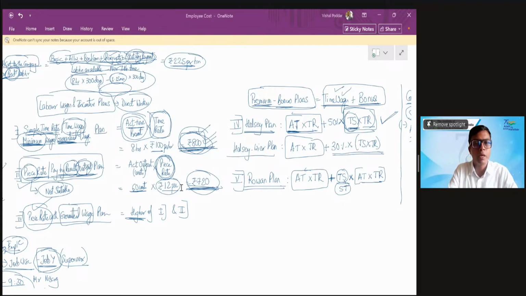Sir, for the exam point of view, in incentive systems, we have to go through Halsey, Halsey-Weir system and Rowan system only. See, in exams, you will be told which plan has to be used. You will be using strictly only that plan, or in other words, that formula for calculating your wages. So your wages calculation will depend on the plan. Fine, sir. Correct? Understood? Yes, sir.